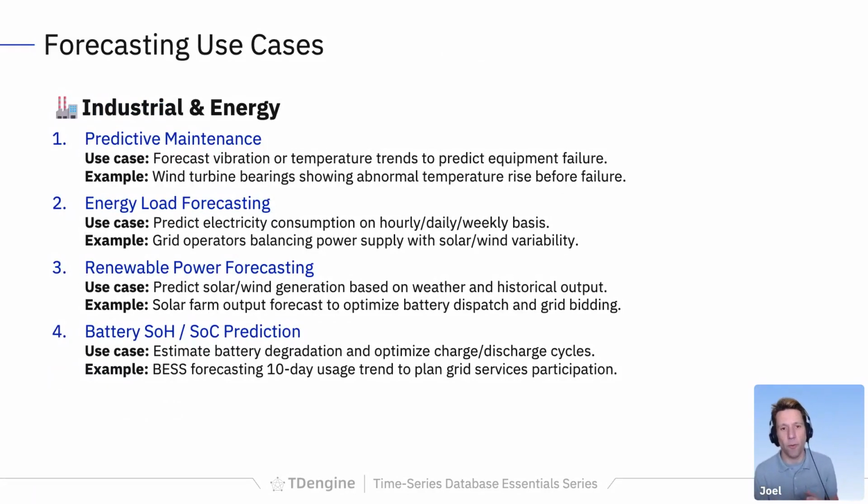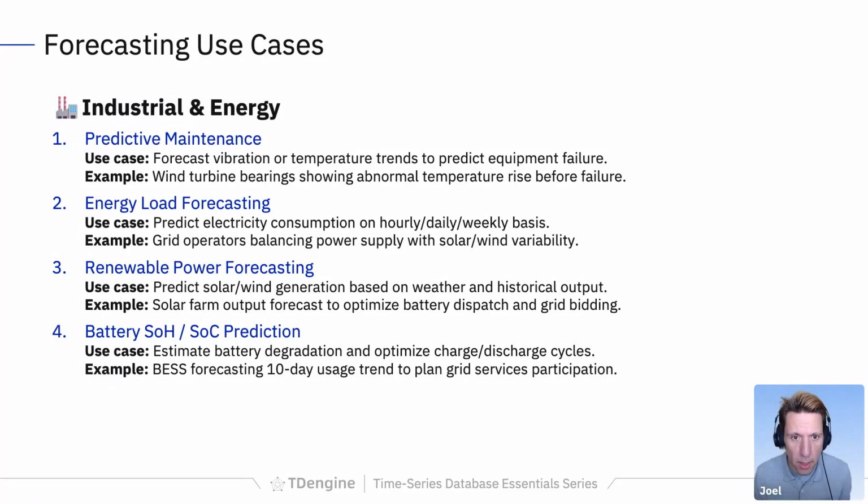There are so many use cases for forecasting, but a lot of it is around predictive maintenance and forecasting. The forecasting can be in renewable energy or battery state of health and state of charge prediction. For example, solar farms use forecasting to predict wind output and power generation based on the historical output. It can also be done on different time bases, whether hourly, daily, or weekly, for energy load forecasting.